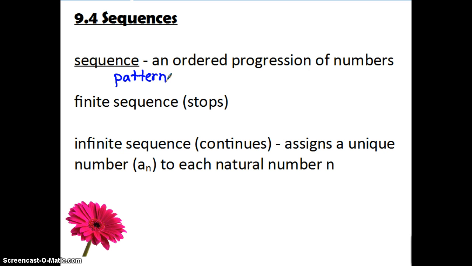We have two different types of sequences here. A finite sequence stops. So it's a set number of numbers in your pattern and then it stops. We also have something called an infinite sequence, which continues on, and that assigns a unique number a sub n to each natural number n. So natural numbers are our counting numbers. We could plug in any number that we want into a formula, and that's what we will talk about as an infinite sequence. You can keep going and going and going with those.